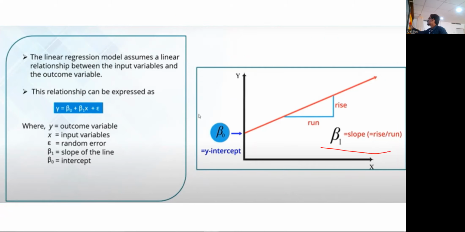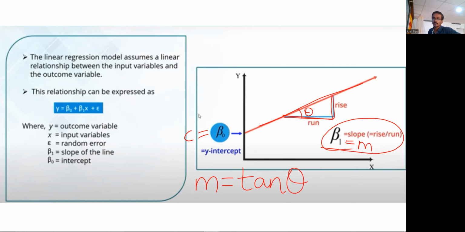Here also it has been shown that beta 1 is the slope and beta 0 is the intercept. Now suppose this is an angle theta made with this right angle triangle. This is the angle theta made by the line with this triangle. Then we also know that the slope is nothing but tan theta. So this we have studied in geometry, trigonometry.